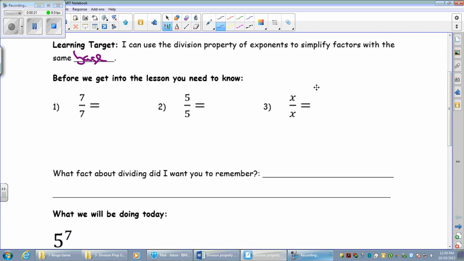Now before we get into the notes, I would like you to try these 3 questions. Try them on your own, pause the video, and when you're done, unpause it to check. Alright, hopefully that was enough time for you guys to unpause it.